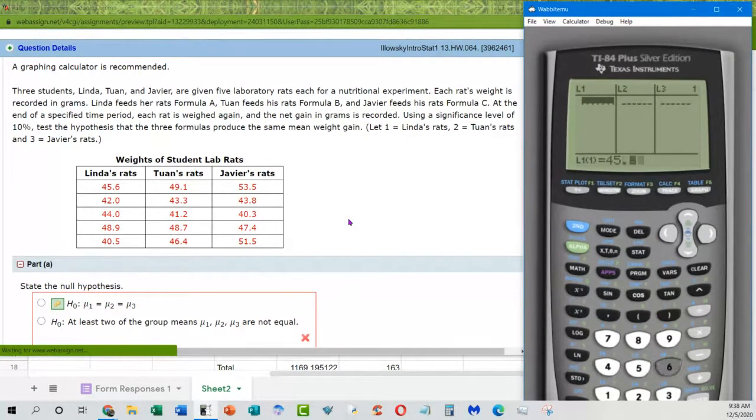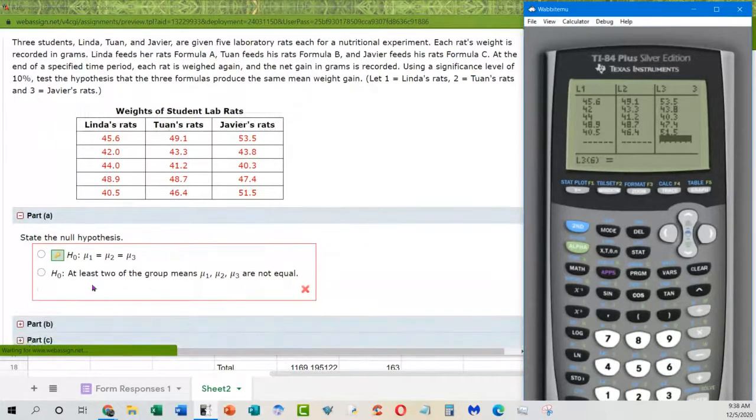So I have 45.6, 42, 44, 48.9, 40.5, 49.1, 43.3, 41.2, 48.7, 46.4, 53.5, 43.8, 40.3, 7.4, 1.5. Okay, so I put my data in.